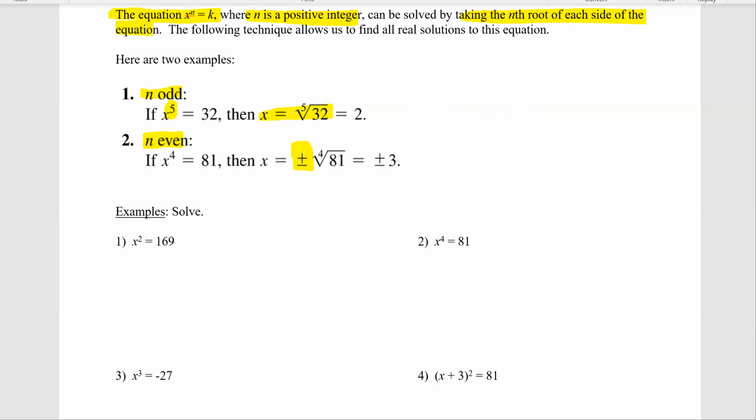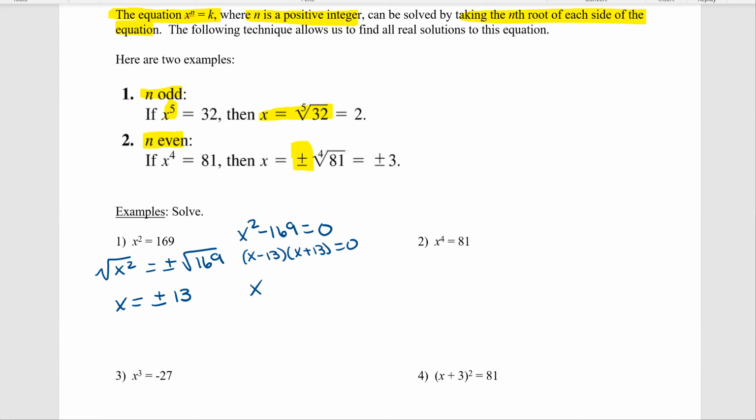Number 1, x squared is equal to 169. We can take the square root of both sides. And we have x is equal to plus or minus 13. We could also factor this. We could subtract 169 from both sides. We see that as a difference of perfect squares. And we could see x is equal to plus or minus 13 using this method.